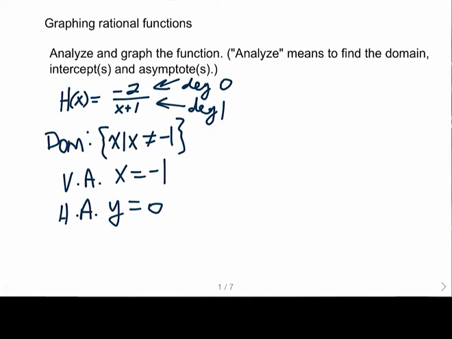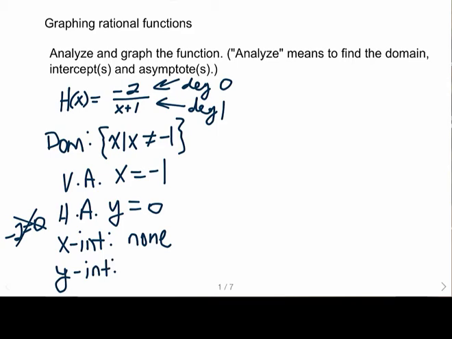Now for the intercepts, the x-intercept would be the value that makes the fraction equal to 0. There is no such value because the numerator is negative 2. In other words, we would set the numerator equal to 0, but negative 2 equals 0 has no solution, and so there is no x-intercept. For the y-intercept, we are going to evaluate h of 0, and we can see that the y-intercept is going to be 0, negative 2.